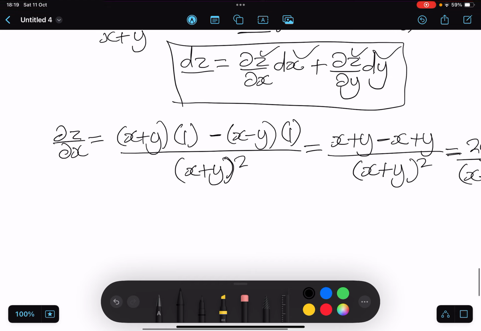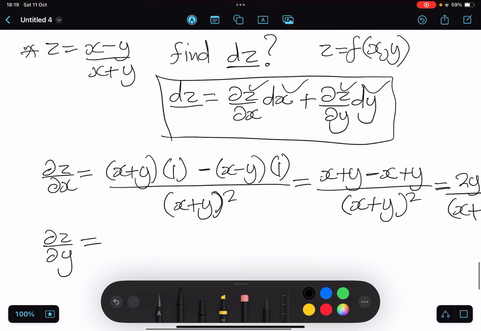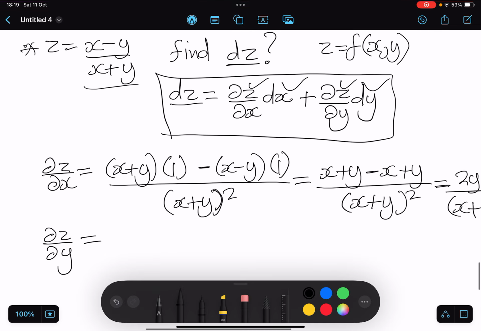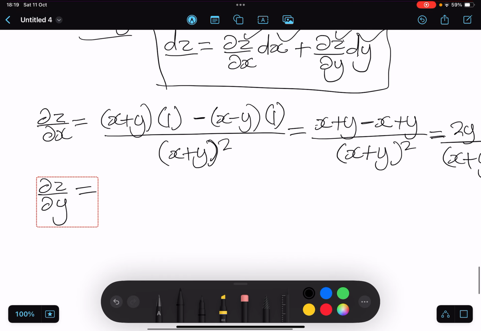And then we are going to have to get dz/dy now. So dz/dy is equal to what? Differentiate this again with respect to y. Still going to use the chain rule. You can use the product rule either way.